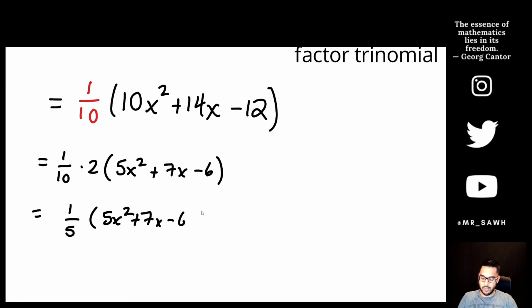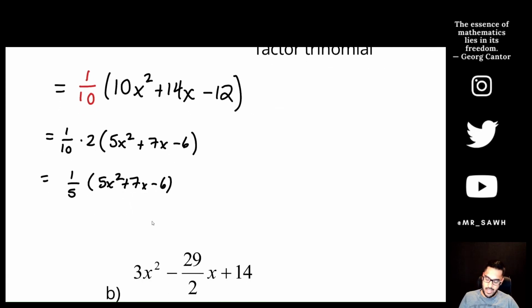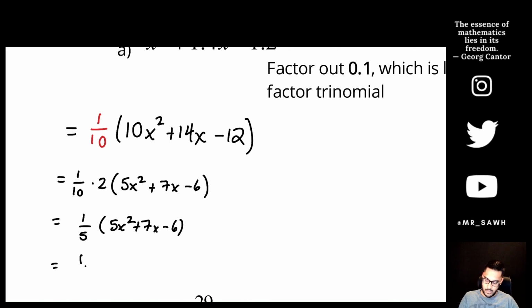So look for two numbers again that satisfy those conditions for us. So you want this time to multiply to negative 30, add to positive 7. So 10 and negative 3 will do it. So let's split this up. So we're going to have a positive 10x, a minus 3x, and there's our minus 6.